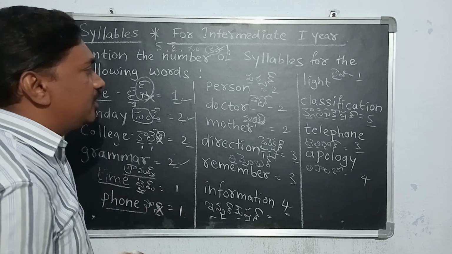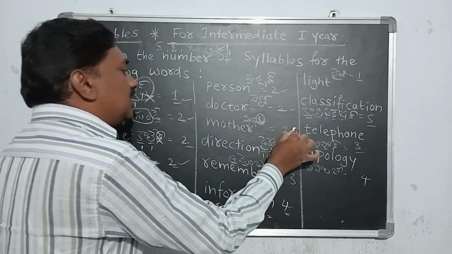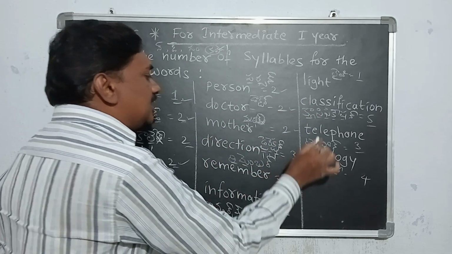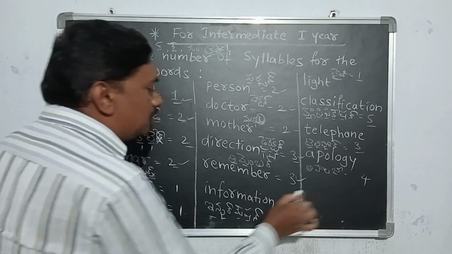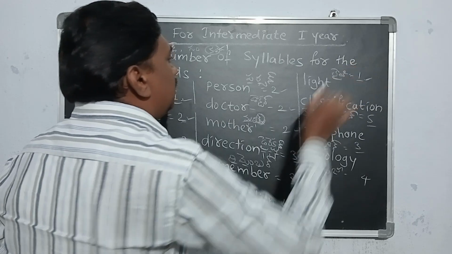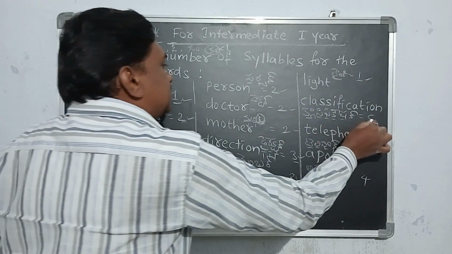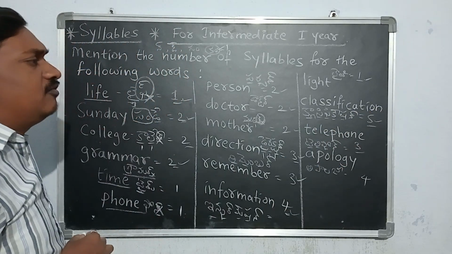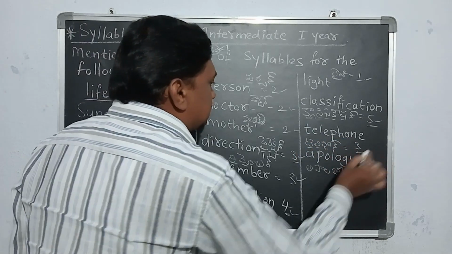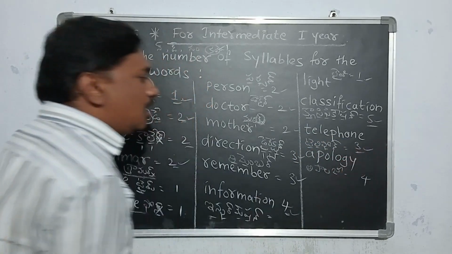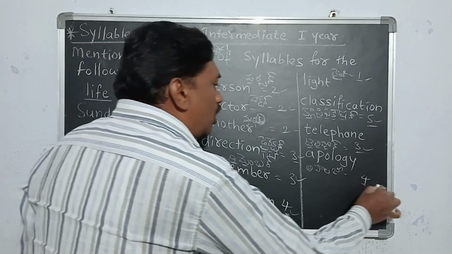Phone, monosyllabic word. Person, disyllabic word. Doctor, disyllabic word. Mother, disyllabic word. Direction, trisyllabic word. Remember, trisyllabic word. Information, polysyllabic word. Light, one syllable, so this is a monosyllabic word. Classification has five syllables, so this is a polysyllabic word. Telephone has three syllables, so it is a trisyllabic word. Apology has four syllables, so it is a polysyllabic word.